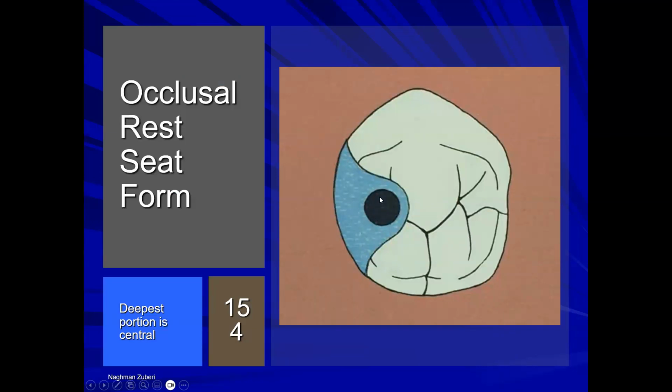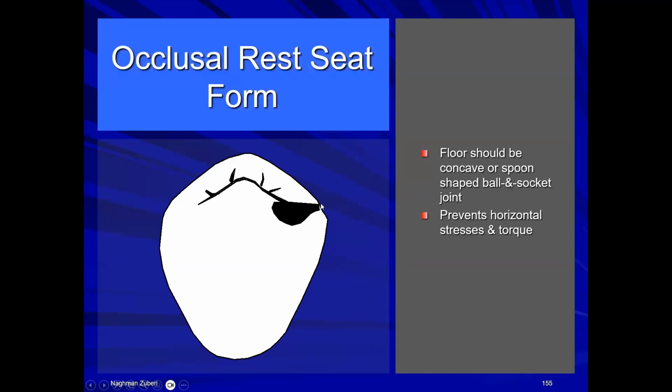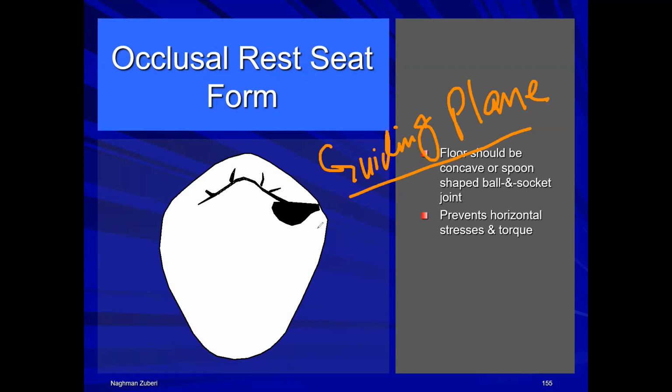Deepest portion is the central portion. When you see it from the side, just in cross section, just to imagine, it should be having a spoon shape like this. And remember, very important point, at times they can ask you this question: are you going to prepare the rest seat before the guiding plane or after the guiding plane? Guiding plane. So remember that we prepare it after the guiding plane.